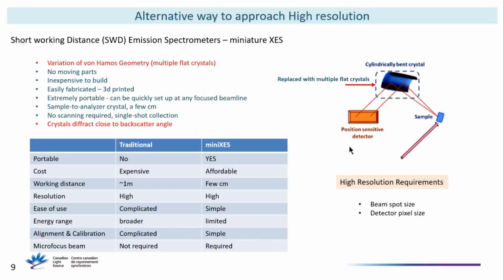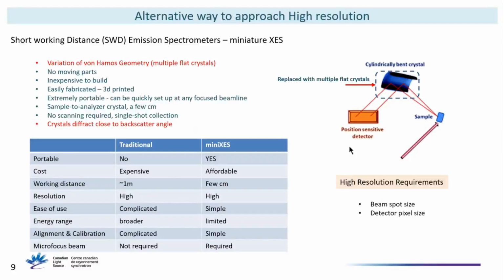And ease of use: each time, for example, somebody wants to measure a different element, they need to change the crystal and then align, which is a time-consuming process. In miniXES, it's pretty simple. The crystal holder can be removed and a different crystal put in, then it's ready to go. The energy range can be slightly broader than this one. And alignment and calibration are definitely complicated for the traditional one.